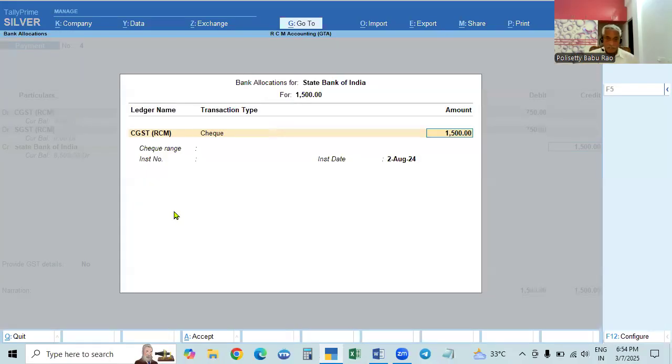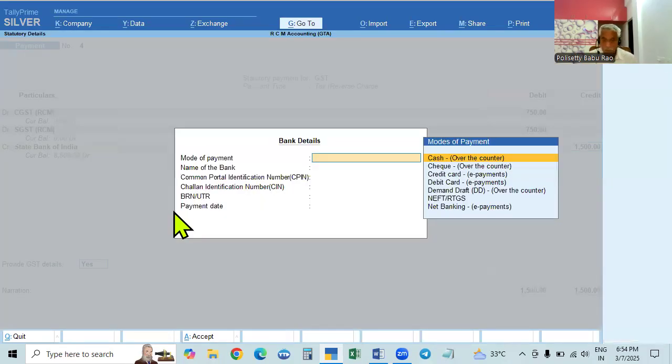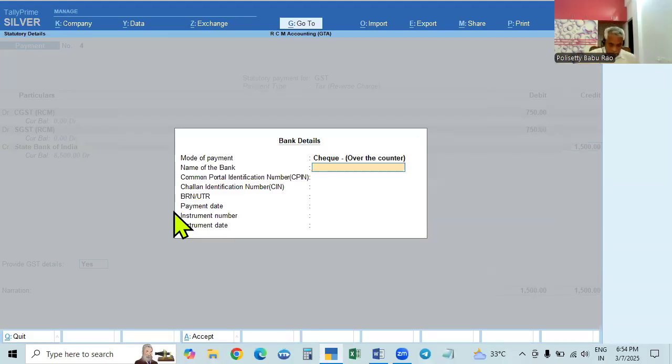Then accept, then come down. Instrument number means the cheque number, 1, 2, 3, 4, 5, 6. Six digits, that I am taking. And then here give the details. Go to yes. And here, how did you pay? Paid by cheque, by selecting that. Or you can pay by credit card, NEFT, RTGS, net banking, anything. We are paying by cheque. Bank is SBI, State Bank of India. All of the details will be given.